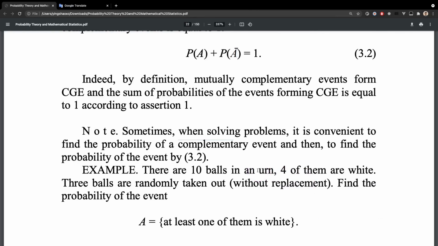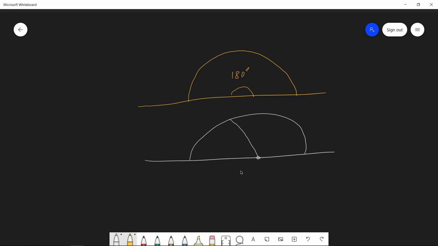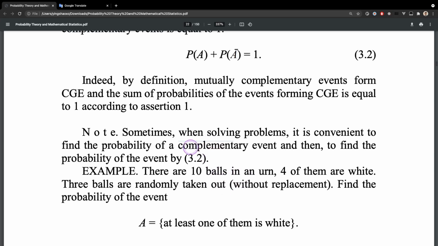Alright, now I could use a whiteboard to describe the word complementary. For example, if you have a horizontal line and you draw an angle, as everybody knows, this angle has a degree of 180 degrees. And if we cut it into two parts, for example, something like this, and we call the angles x and y, then we will say x and y are complementary. Something like that.